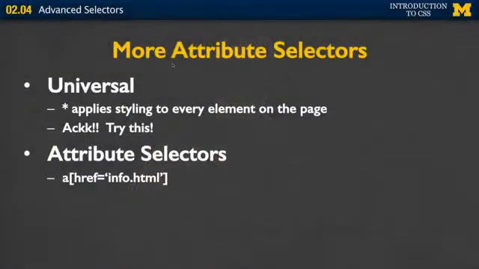The next one you might want to think about using are what we call attribute selectors. Instead of going on the tags, you go on the attributes that go inside the tags.